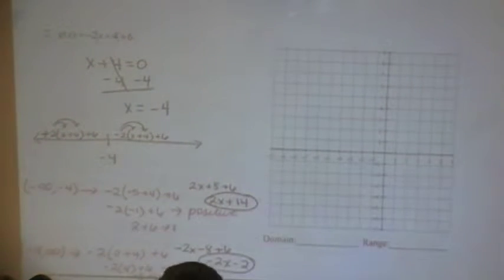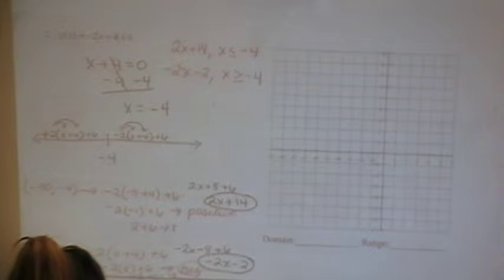So I have two pieces. 2x plus 14, and that's on the interval where x is less than or equal to negative 4. And then negative 2x minus 2, and that is on the interval where x is greater than or equal to negative 4. So now we're going to graph this and see what it looks like.